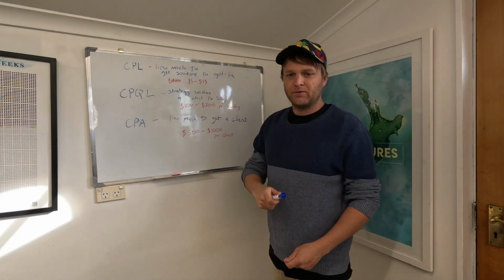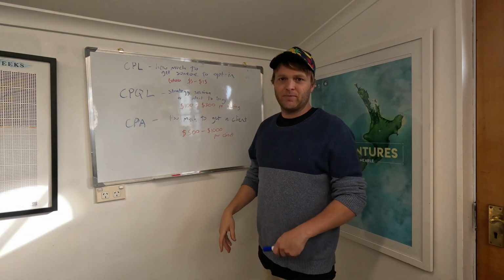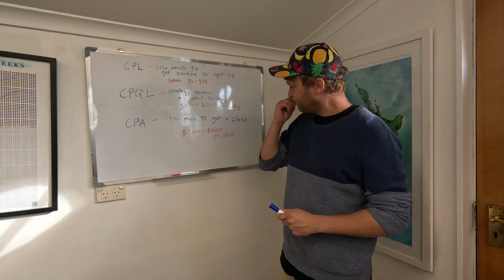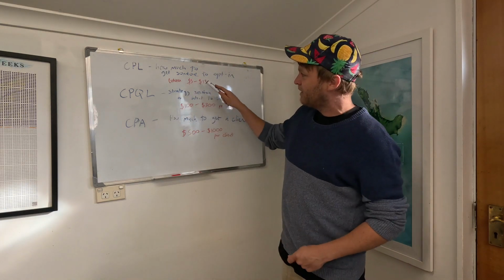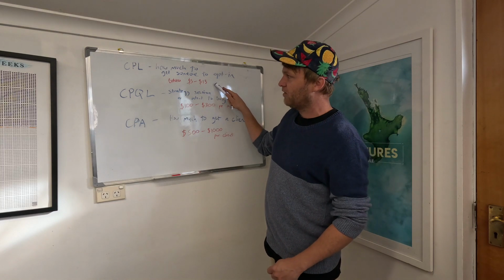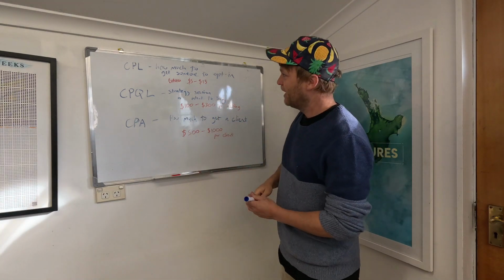So what we've done is we're working backwards from the final sale. So at the moment, our program is $4,000. So if we're starting right back at the start, we're willing to pay between $5 and $15 to get someone's email, to get them into our world.